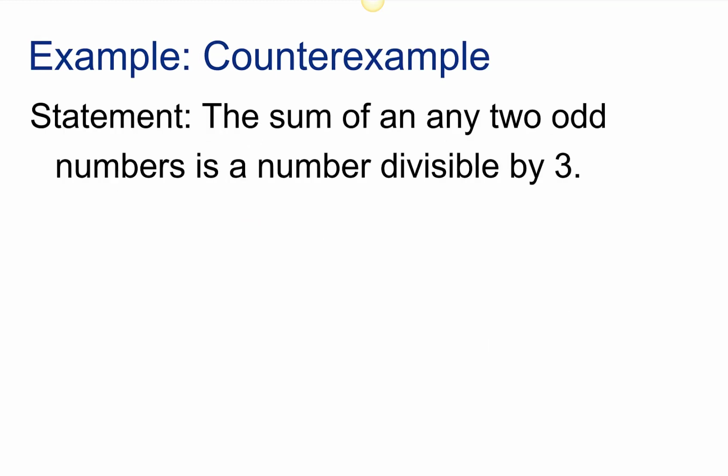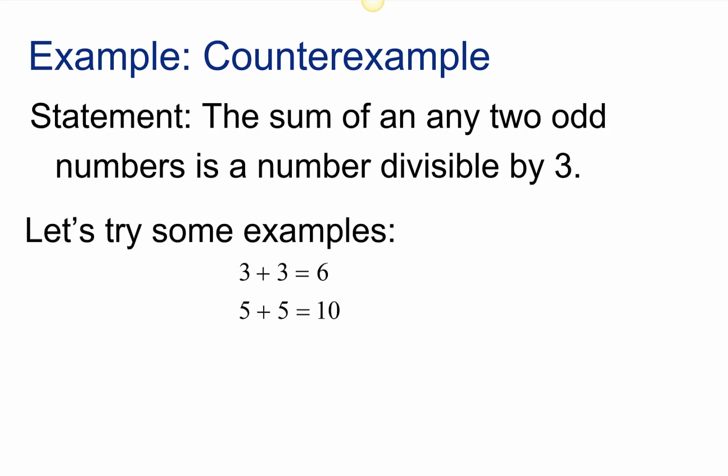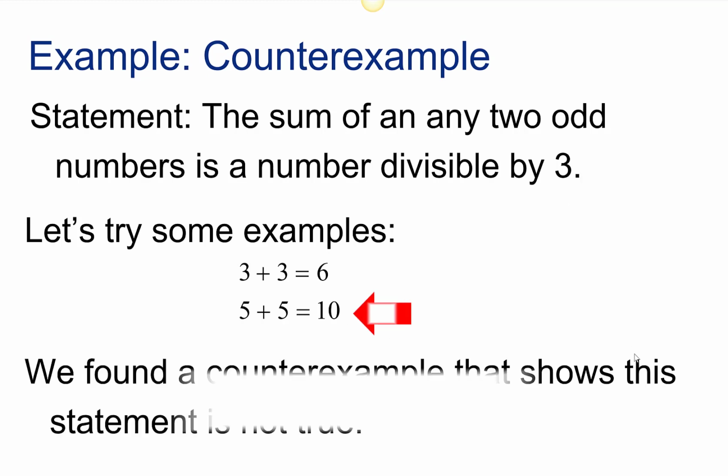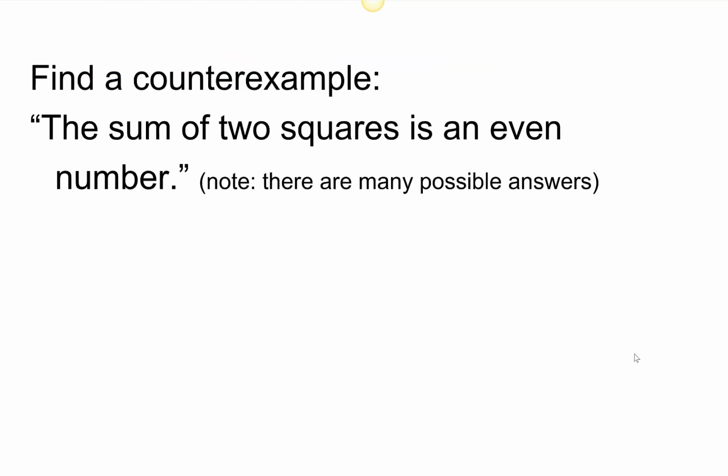Statement: the sum of any two odd numbers is a number divisible by 3. Let's try some examples. So 3 plus 3 is 6. That's the sum of two odd numbers, and it's divisible by 3. 5 plus 5, two odd numbers, gives me 10. Now remember what divisibility meant. When I divided by the number, I didn't get a remainder. 10 is not divisible by 3, so there's a counterexample.